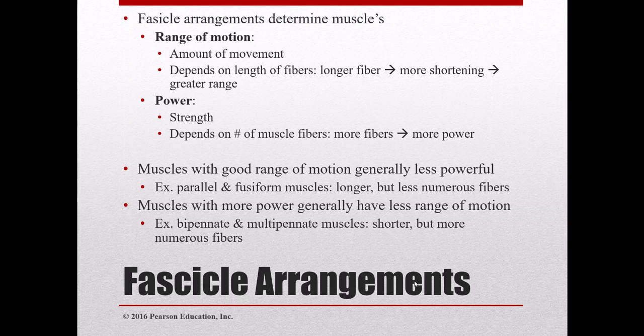So muscles that have a good range of motion are generally less powerful than muscles that have more power but generally a smaller range of motion. For example, the parallel and fusiform muscles are longer, so they've got really good range of motion, but they don't have as many fibers, so they're not as strong. Whereas the bipennate and multipennate muscles, their fibers are shorter, so they don't have as good a range of motion, but they've got more of them, and so they're more powerful.